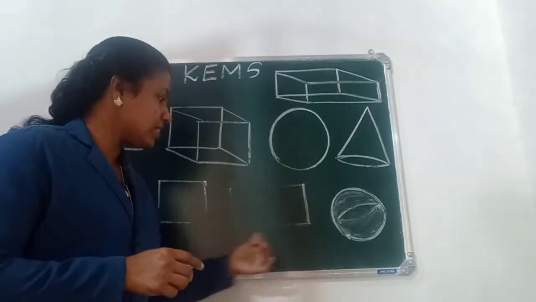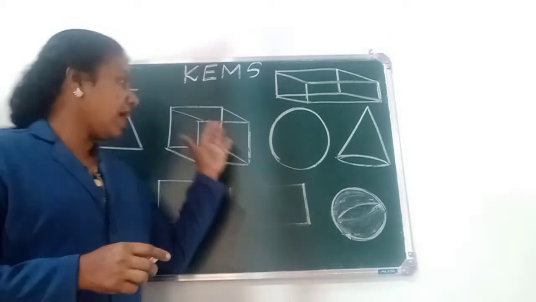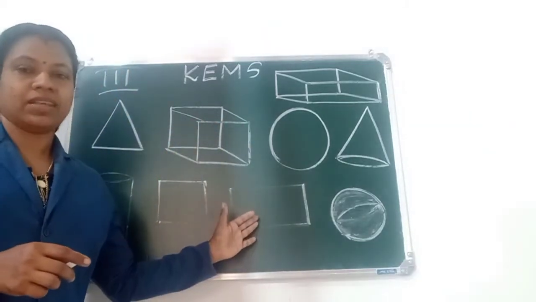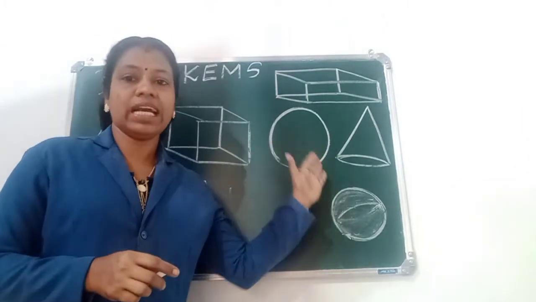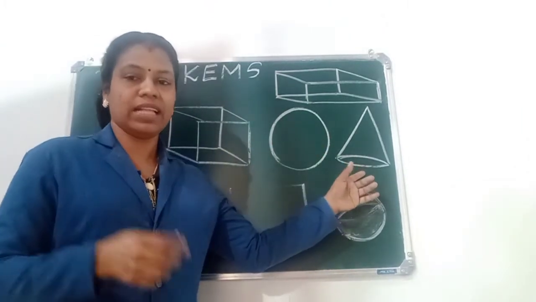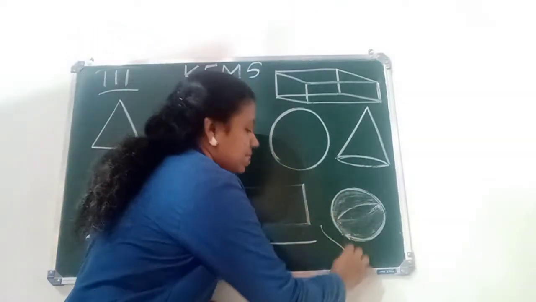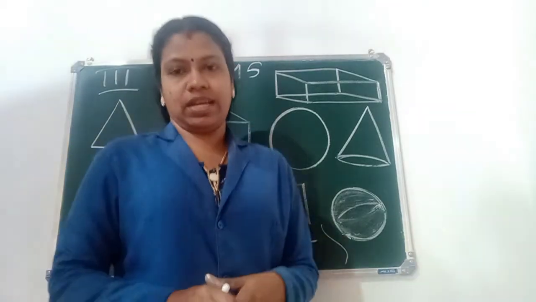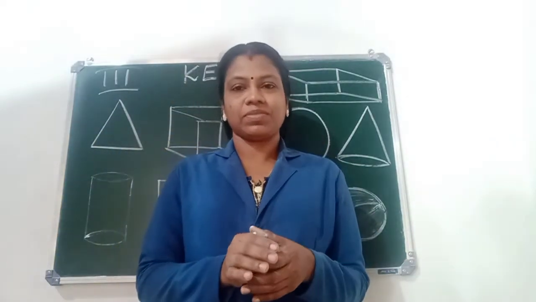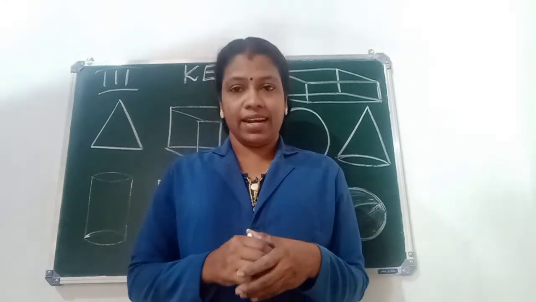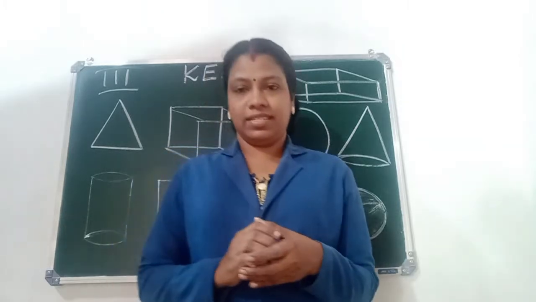So these all are straight lines. These objects have straight lines. But this is made up of a curved line. So there is a difference between a straight line and a curved line. This is a straight line and this is a curved line. You all know that. Like that, in solid shapes, we have straight edge and curved edge.